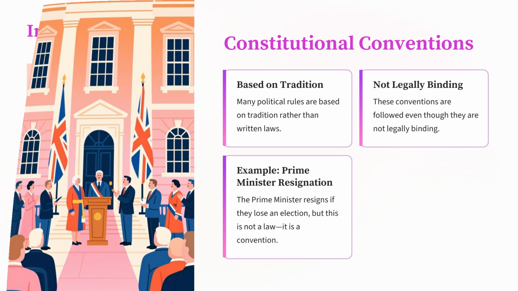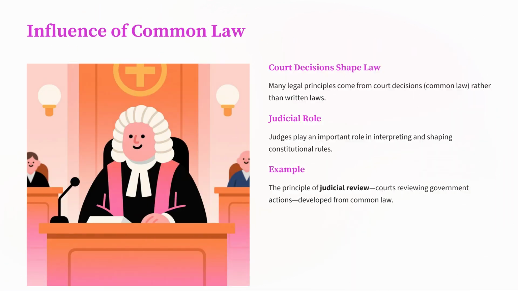Influence of common law, court decisions shape law. Many legal principles come from court decisions, common law, rather than written laws. Judicial role. Judges play an important role in interpreting and shaping constitutional rules. Example, the principle of judicial review, courts reviewing government actions, developed from common law.